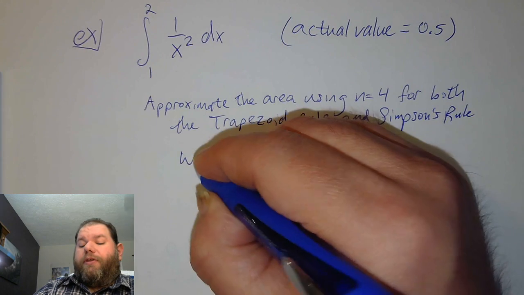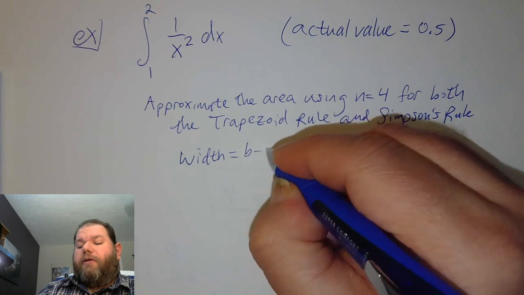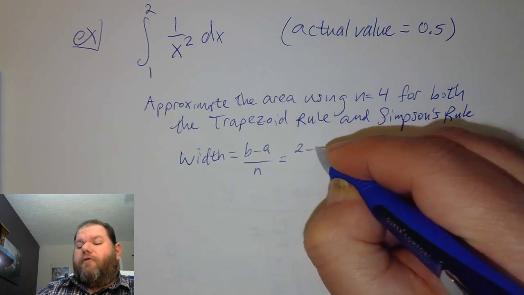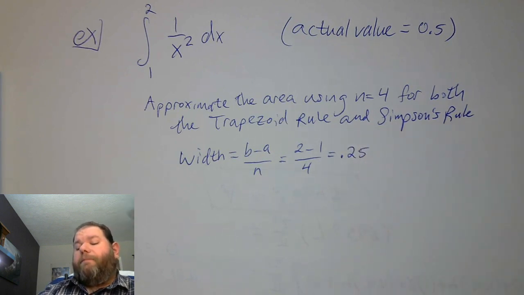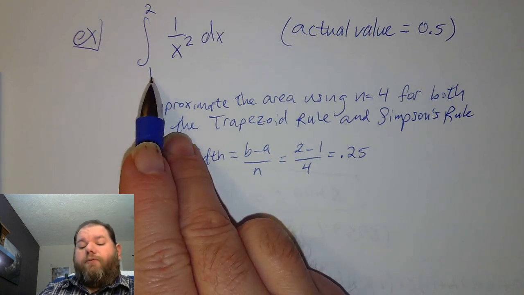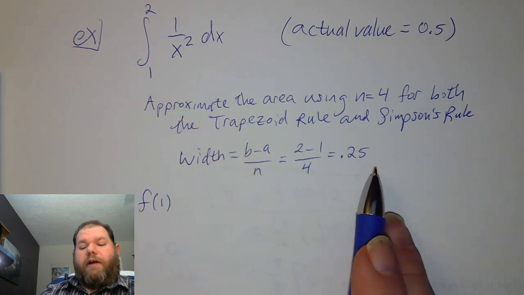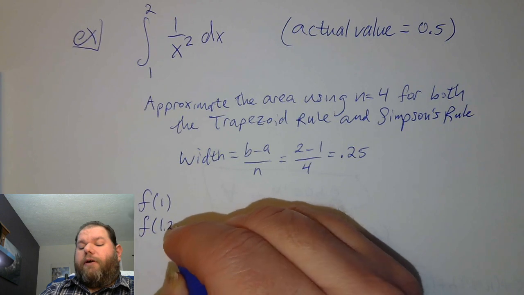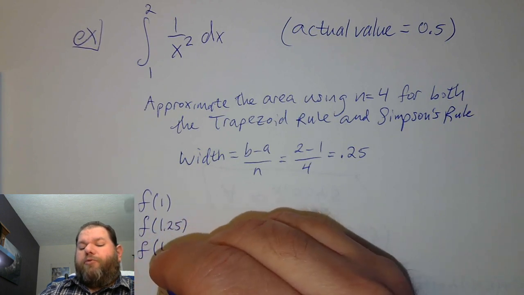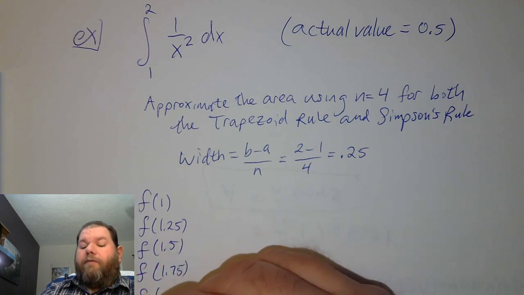First of all, we calculate the width, which is the same in both rules. Width is b minus a divided by n. In this case, it's 2 minus 1 divided by 4, which is just 1/4 or 0.25. Now our first value is 1, so we'll start with f of 1, and then we'll count up by 0.25s from there until we get to 2. So f of 1.25, f of 1.5, f of 1.75, and f of 2.